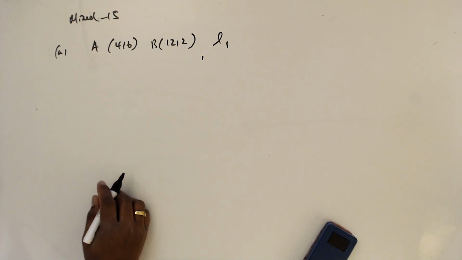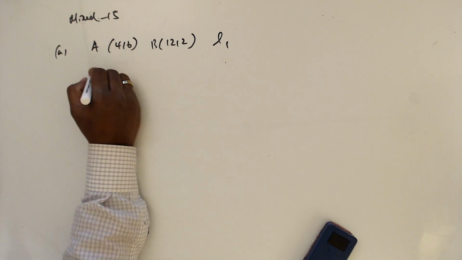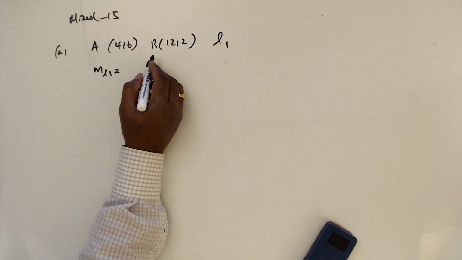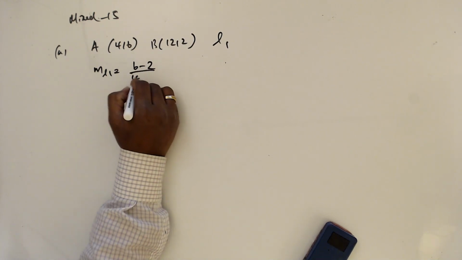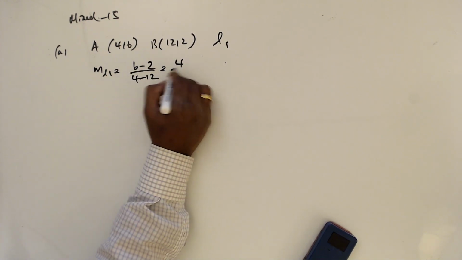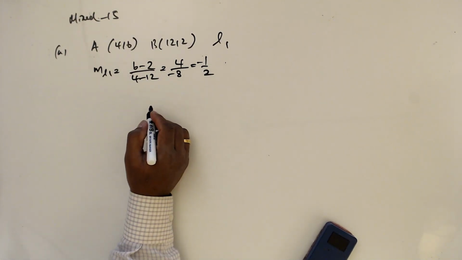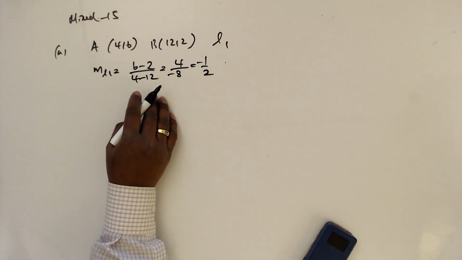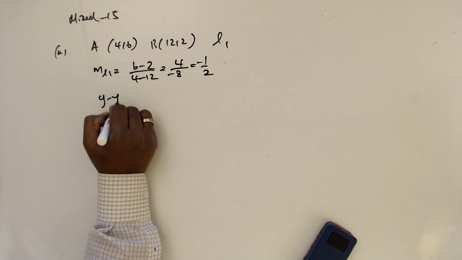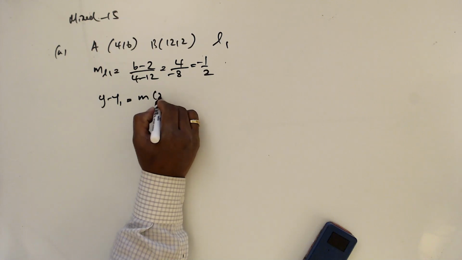Question number 15. There are 2 points. So first of all, find the gradient m L1 equals (6 minus 2) over (4 minus 12). So this is 4 over minus 8, which is minus half. Then y minus y1 equals m times x minus x1.